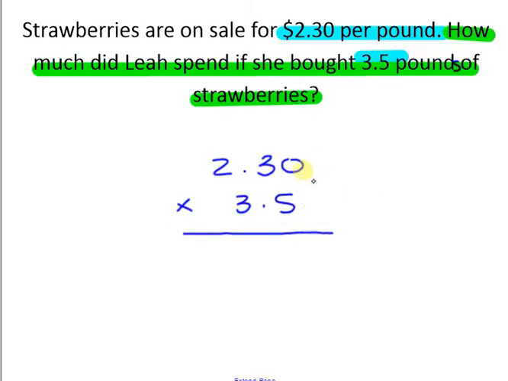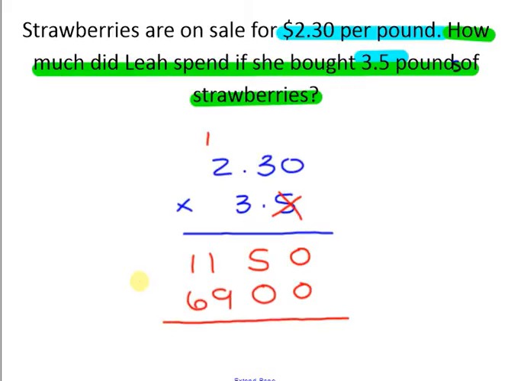All right. 5 times 0 is 0. 5 times 3 is 15. Carry the 1. 5 times 2 is 10 plus 1 is 11. I'm done with the 5 and I put a 0 here as a placeholder. 3 times 0 is 0. 3 times 3 is 9. 3 times 2 is 6. Now I'm going to add them all up. 0 plus 0 is 0. 5 plus 0 is 5. 9 plus 1 is 10. Carry the 1. 1 plus 1 is 2. 2 plus 6 is 8.